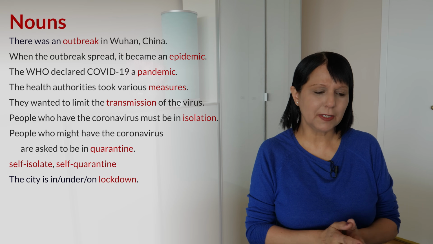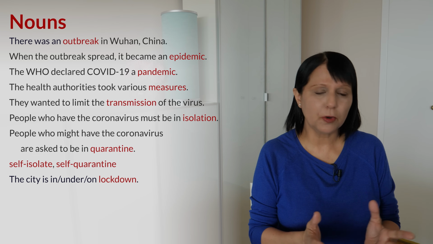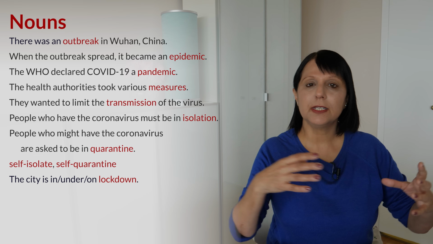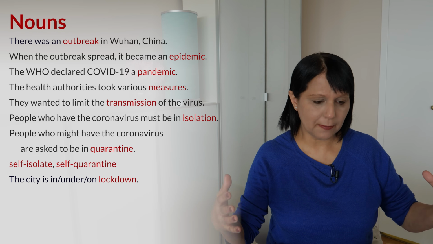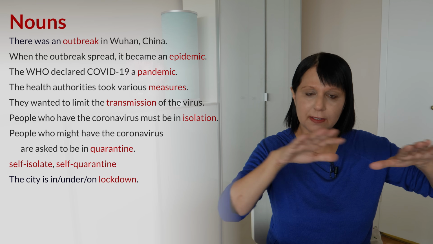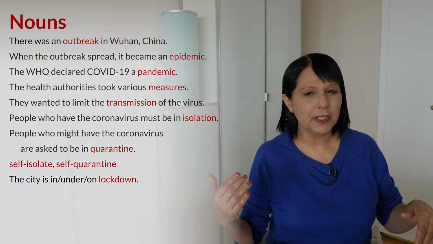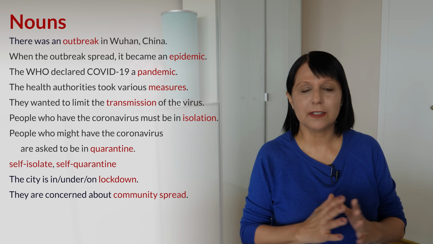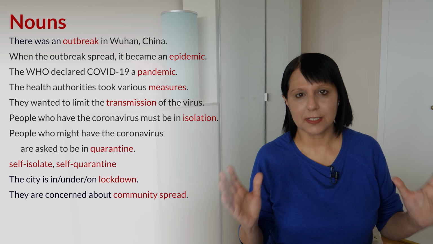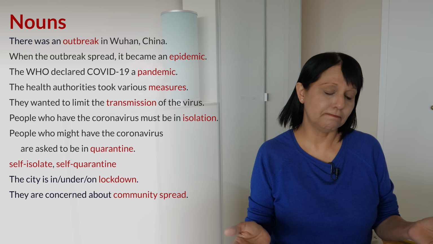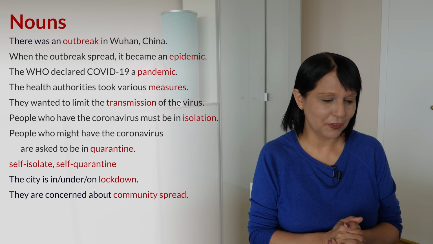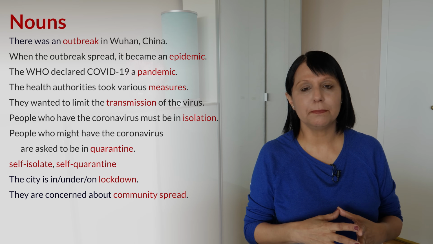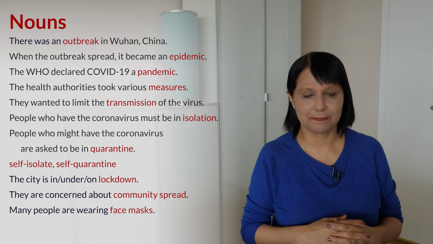A kind of technical word that's being used, but a very important expression is really community spread or community transmission. So this happens when a disease spreads in the community, but the health authorities don't know how people got that disease. Okay, and they're very concerned about community spread. The next word I know you probably do know for sure, face mask, right? The white mask that people are wearing. Many people are wearing face masks.